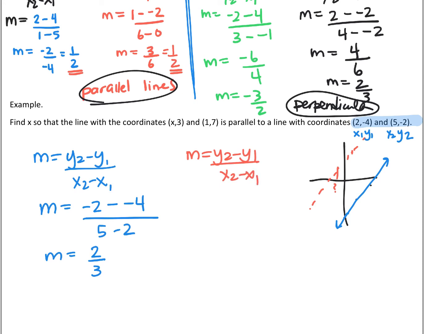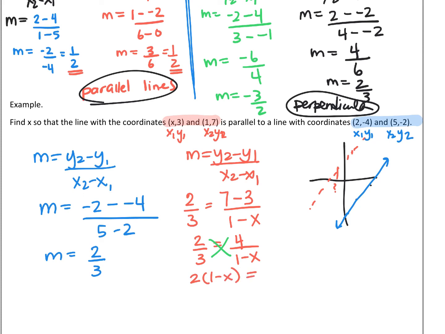Okay, so we're now going to take a look at our red line, which is going to be here. And what I know is that because these lines are parallel, the slope must be 2/3. And if I call this x1, y1, x2, y2, I can plug in everything that I know. So y2 is 7, take away 3 over 1, take away x. There's my unknown. So I'm going to simplify anything I can. So 2/3 is equal to 4 over 1 minus x, and then I cross multiply. So I end up with 2 times 1 minus x equals 12. Distribute through the bracket. 2 minus 2x equals 12.